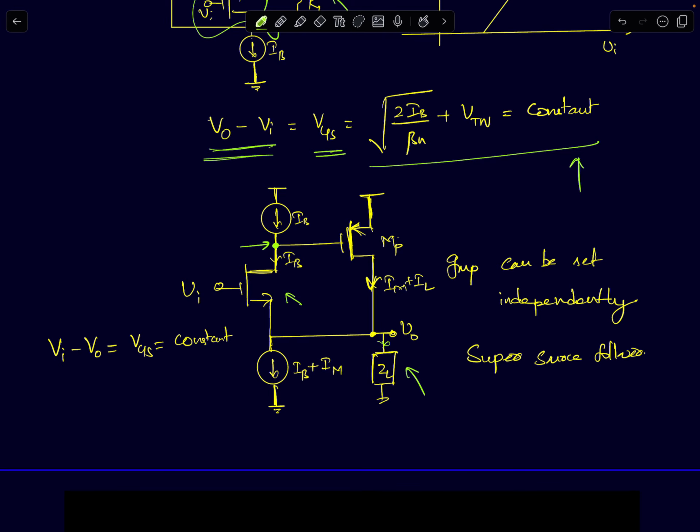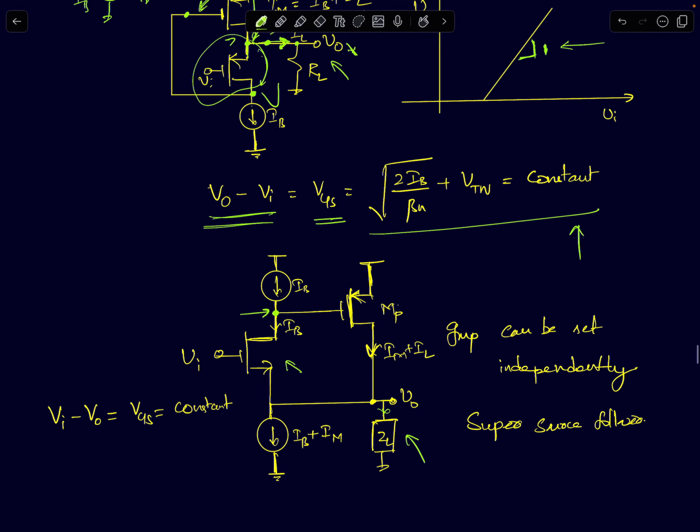Now if you look at this architecture, it's the same as this one, except that the source follower device is an NMOS device. That's it. It's an NMOS device source follower. The output goes to a common source amplifier in feedback. So this is the feedback loop. Okay, so this structure is identical. You can quickly see that.